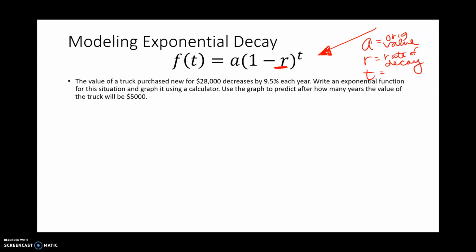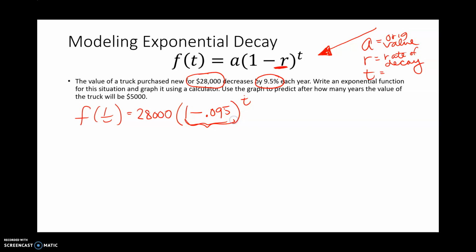So here it says the value of a truck purchased new decreases by this much per year. We're going to write the function first and we'll graph it. So here's our function, f of t, right? A is the original value, 1 minus 0.095, raised to the t. Now, obviously you can simplify that if you want, because this is a value between 0 and 1, which means this is going to be a decay situation, isn't it?